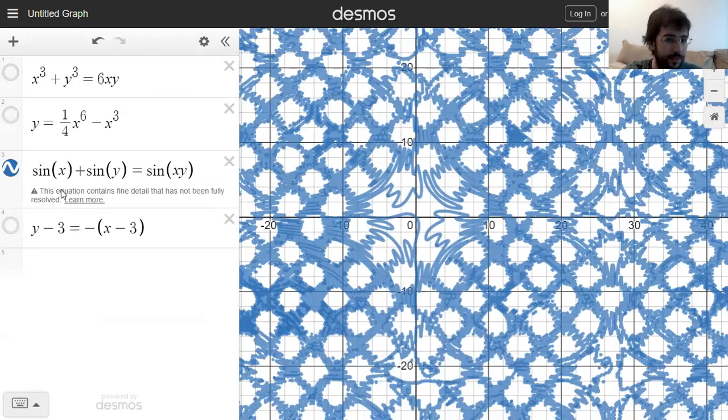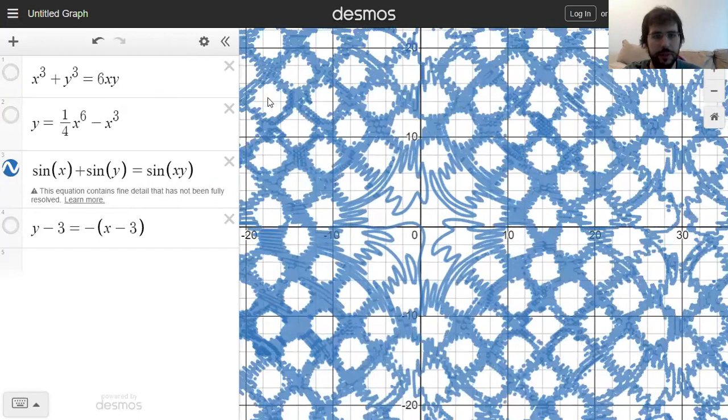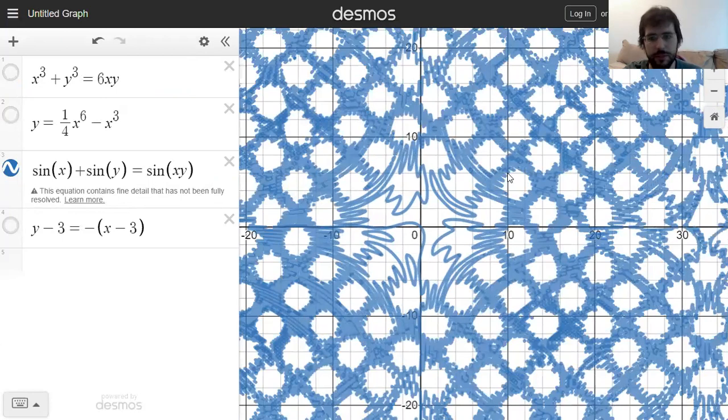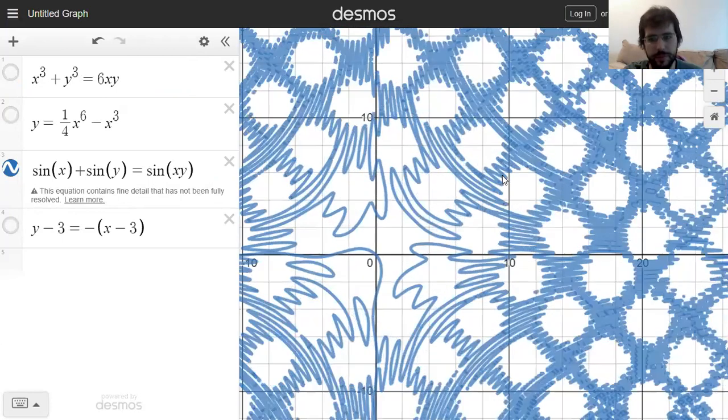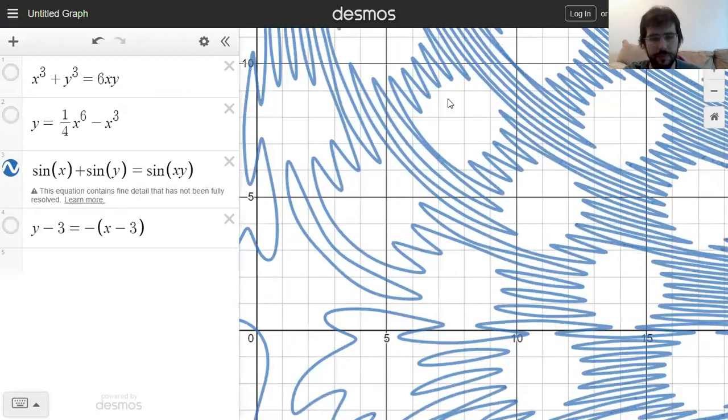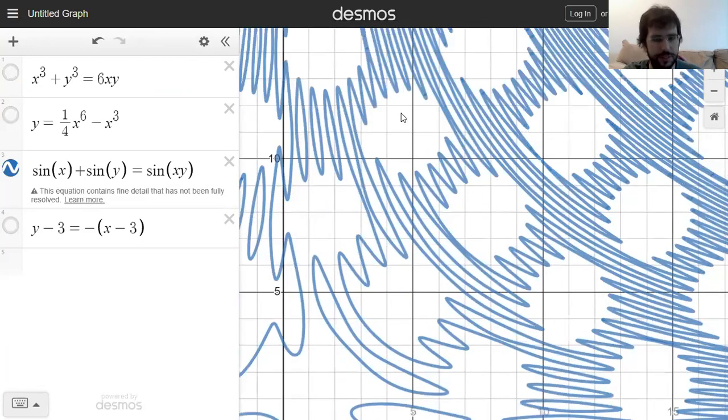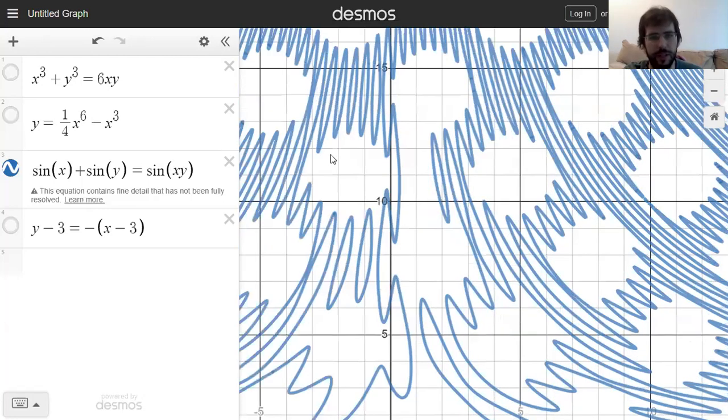This equation contains fine detail that has not been fully resolved. So around the center, it's sort of drawn correctly, but around the outside, it's confused. I really like this equation. How does that even work? Well, you take two points, you plug in sine of x plus sine of y, you see if it equals sine of xy, and if it is, you color it blue.